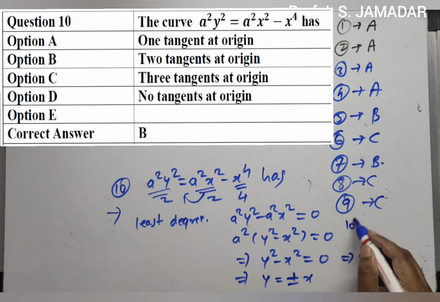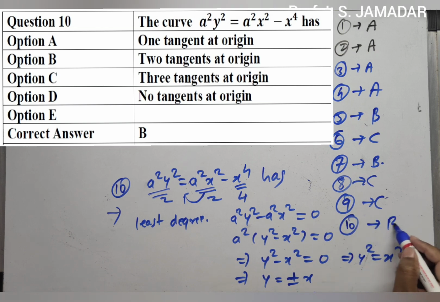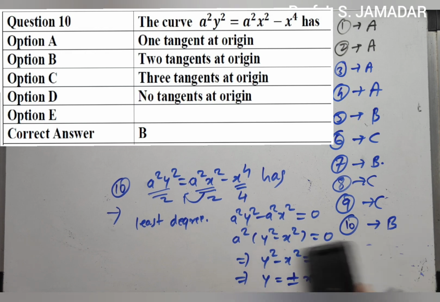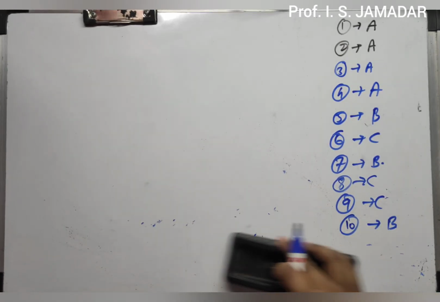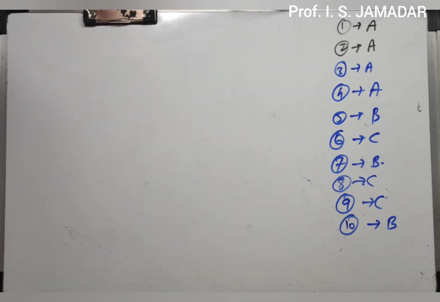So for question number 10, answer is option B. There are two tangents at origin. This is question number 10. Next, question number 11.